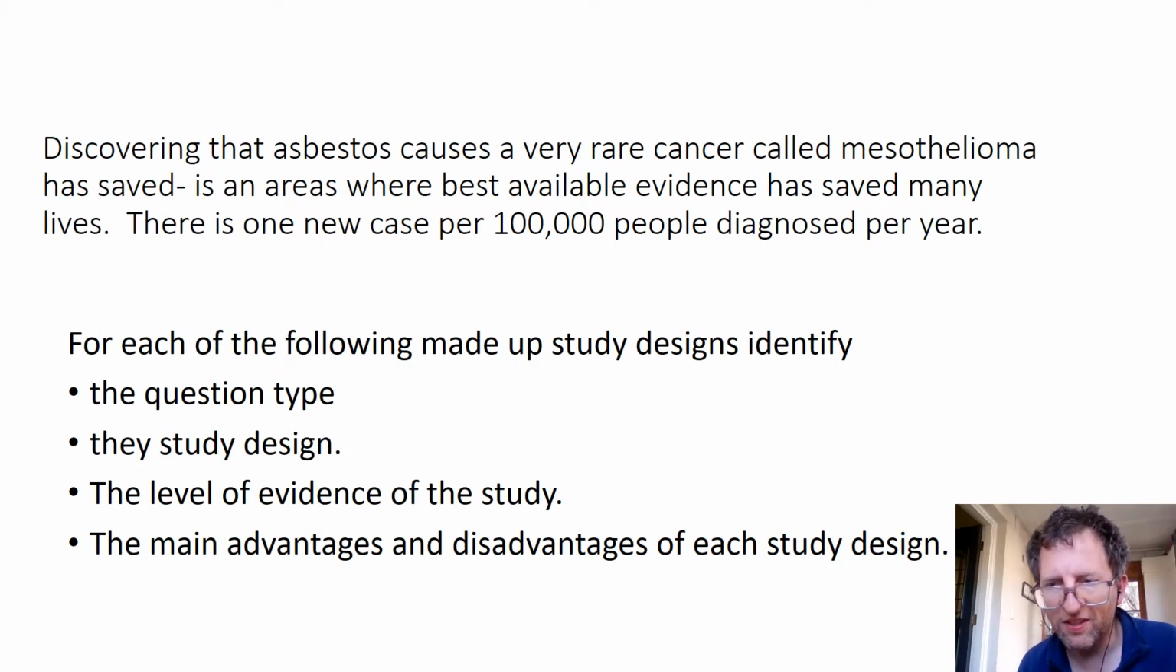So I'm just going to quickly test what you've learned by giving you a few examples. Let's use the example of asbestosis. We know that exposure to that causes a very rare cancer called mesothelioma. I think the knowledge of this from best available evidence has saved many lives, so it's quite a good plug for best available evidence. And let's presume it's quite a rare cancer. It is. It's about 1 in 100,000 diagnosed per year, or a bit less than that.